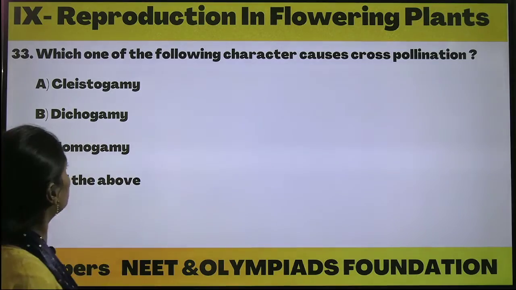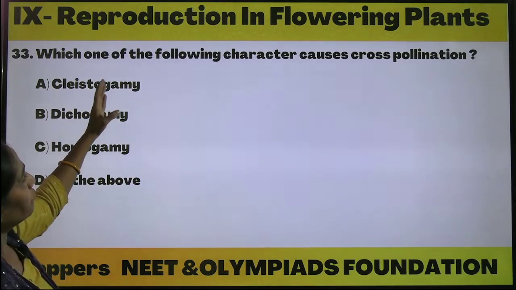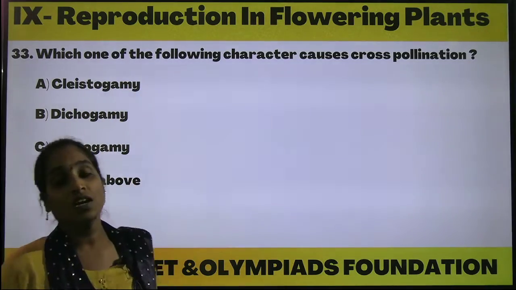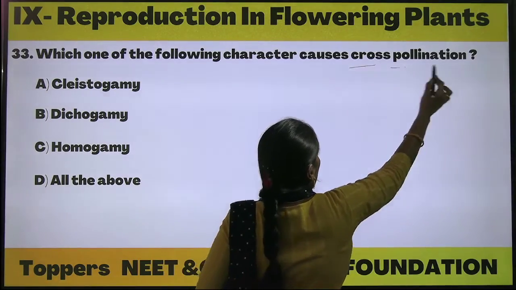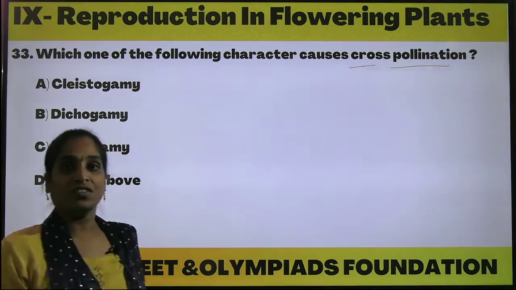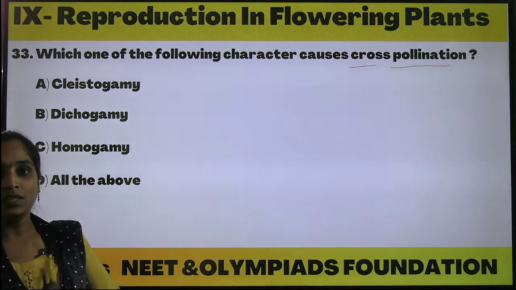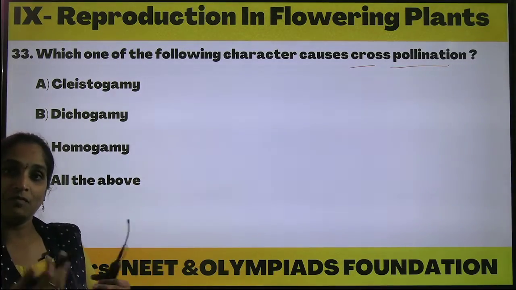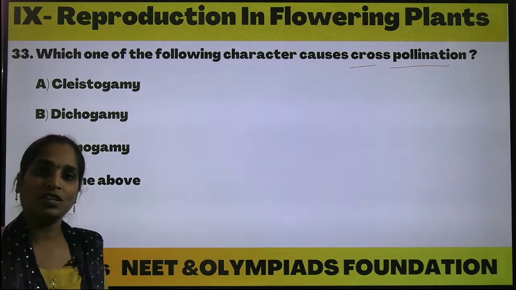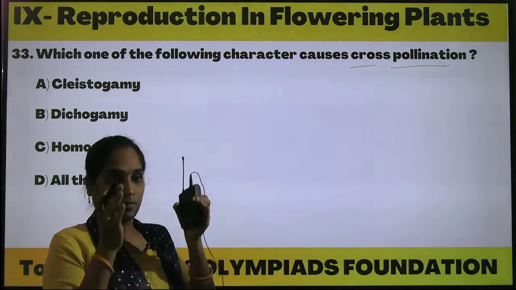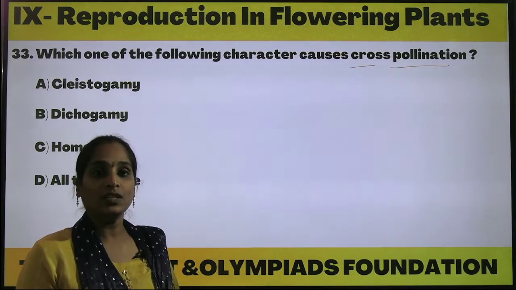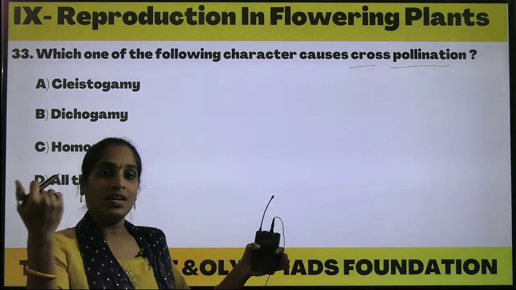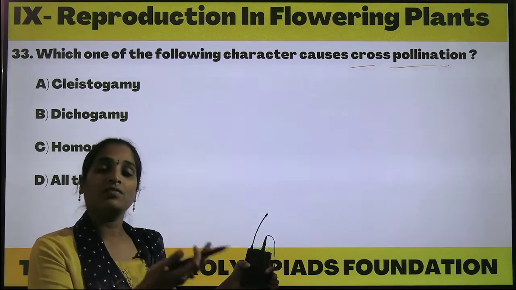And what is the next question? Which one of the following characters causes cross-pollination? What is cross-pollination? The transfer of pollen grains from the anther to the stigma of the same flower is called self-pollination, and cross-pollination is the movement of pollen grains from the anther to the stigma of a same plant, but the flower will be different.